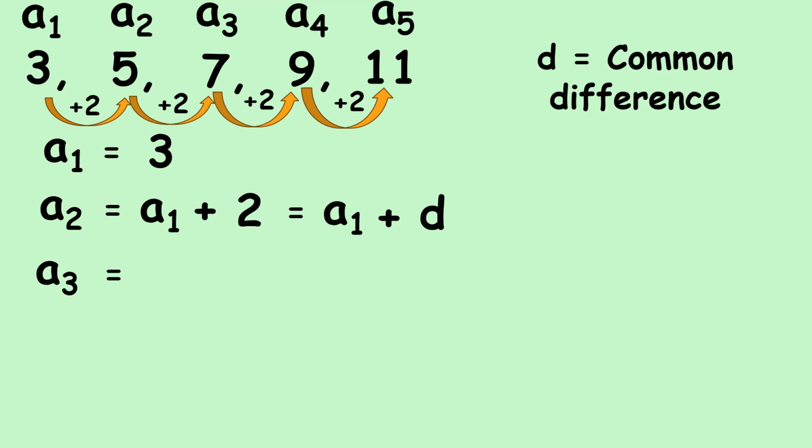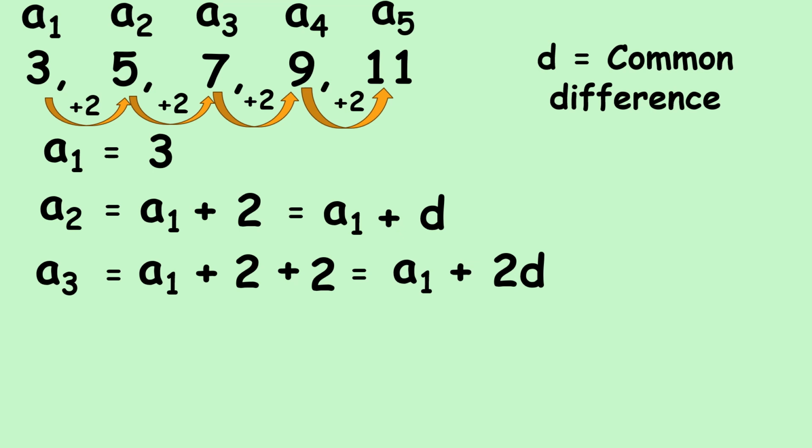Now let's look at A3. A3 will also be A1 plus the original 2, that is A2, and then we add an additional 2, so that A1 plus 2 times the difference will give you A3. And then let's look at A4 again.